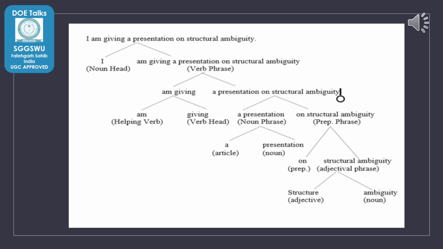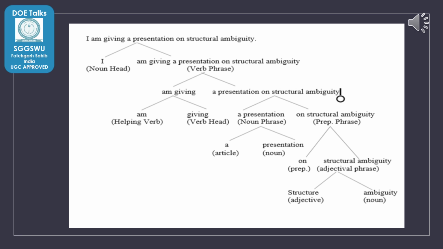So let us analyze a sentence to understand the relation between its constituents and hence to derive its meaning. I here take an example, that is, "I am giving a presentation on structural ambiguity." So what we do here is we are using diagrammatic representation. We divided the sentence into "I," which is a noun phrase, which we also call noun head. The main noun or the main verb is called noun head and verb head.